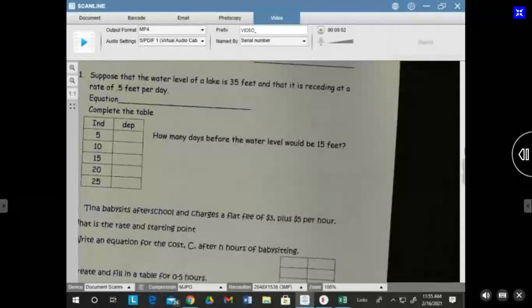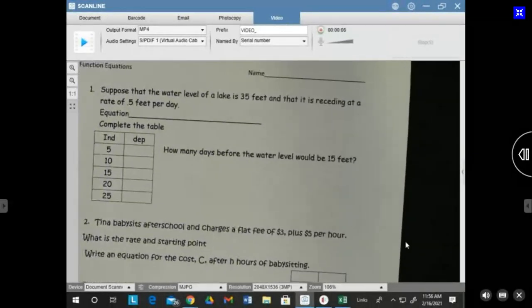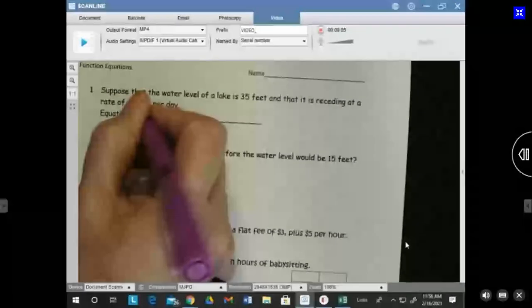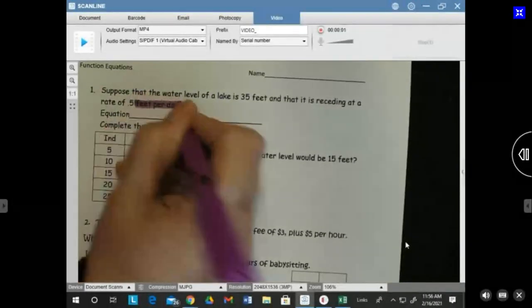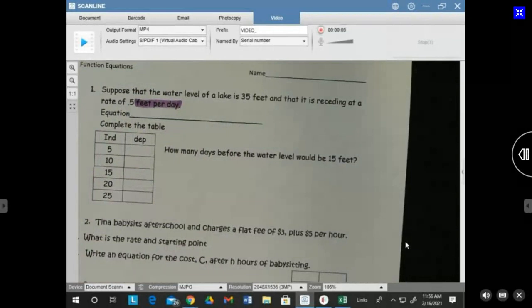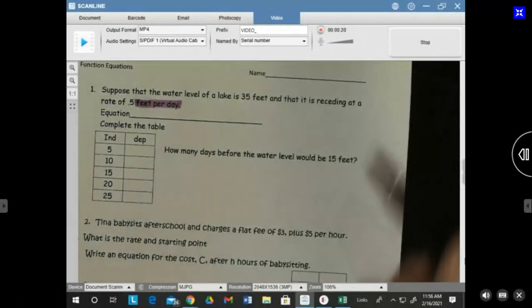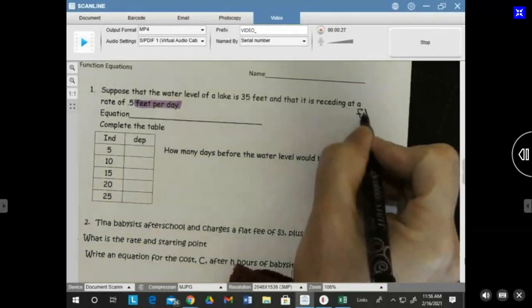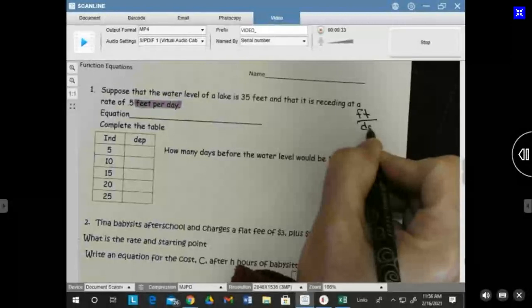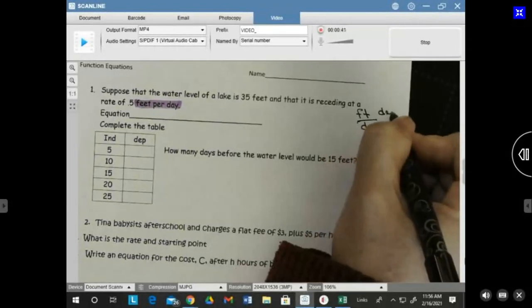What are my two variables on this one? What's my independent and dependent variable? Look for that word per. Feet per day. Remember, y over x. Feet per day. That makes feet my dependent.